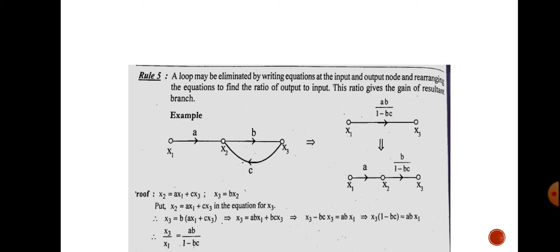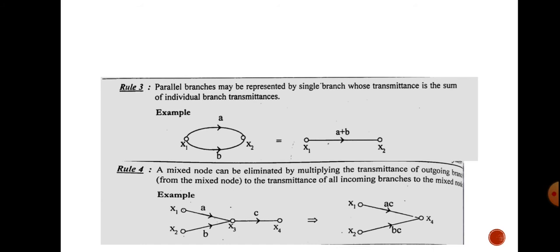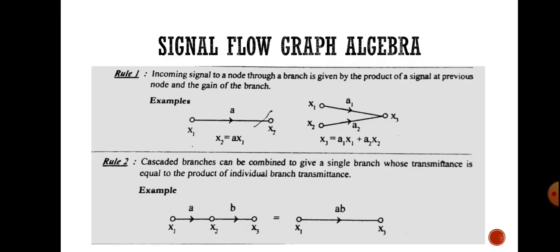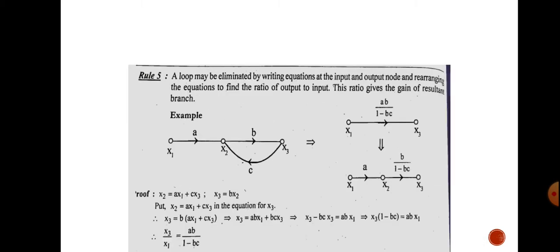This type of relationship we will be using for reducing the signal flow graph. So once you are asked to reduce a signal flow graph, you have to use all these rules. These rules are very simple; there is no complexity in them. You can simply use these equations in order to solve the signal flow graph. That's all about signal flow graph algebra.